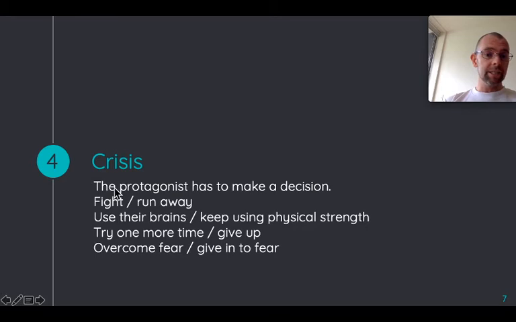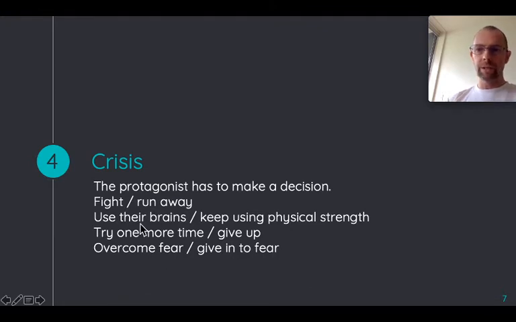Now, the crisis point is where the protagonist has to make a decision. Now, in a short story, often this crisis point is really, really short or embedded into the climax of the story. But here's some examples. The crisis point could be where the protagonist has to choose between fighting and running away. Maybe they have to use their brains or keep using their physical strength. They have to try one more time or they give up. They have to overcome their fear or give in to fear. So this crisis point is really important, but it's generally pretty small.